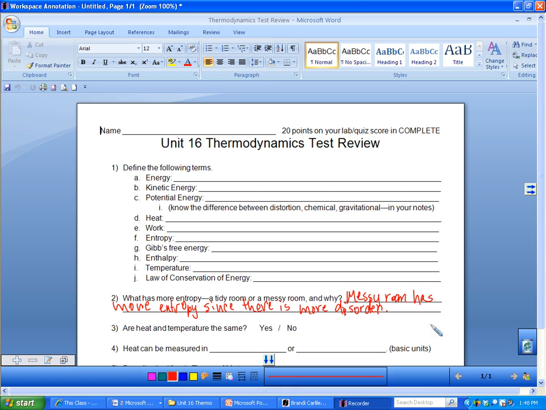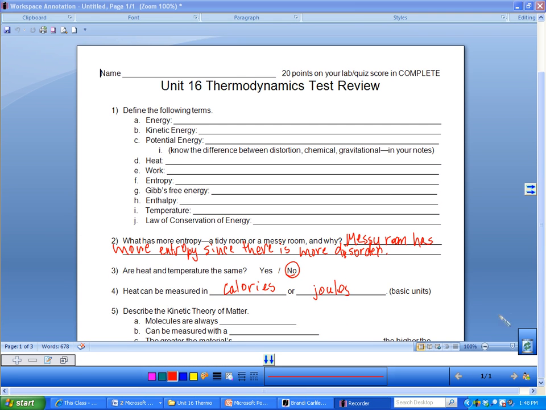All right. Are heat and temperature the same? No, they are not. We've already defined them, so look at your definitions. Heat can be measured in calories or joules. All right. Okay, so let's clean those up and move on.